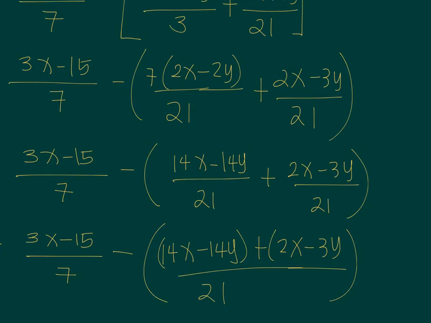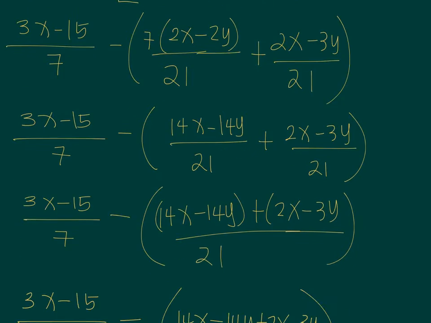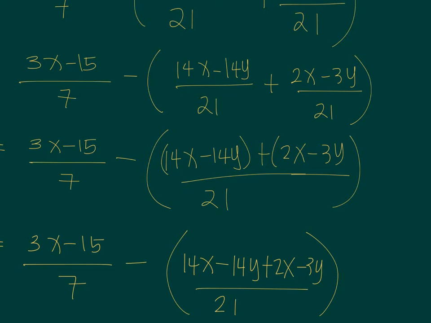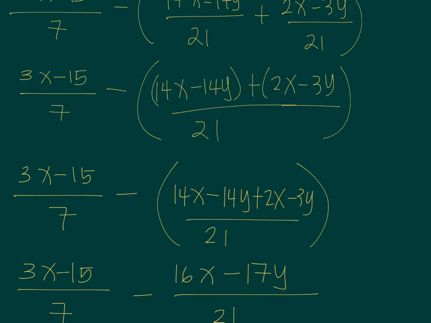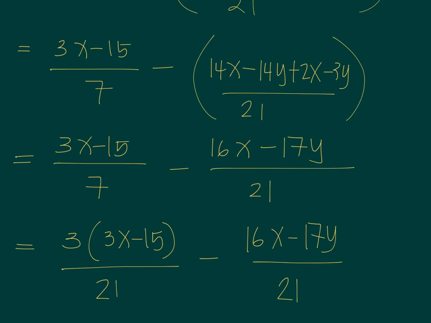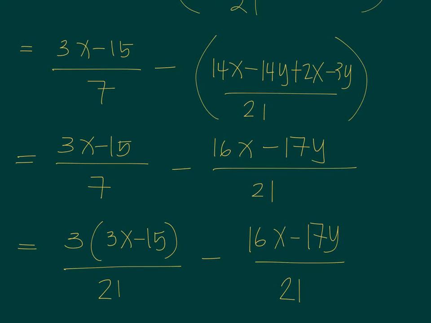And then, since you have the same denominators now, you can add directly the two. That's 14x minus 14y plus 2x minus 3y over a single denominator, 21. And then you combine like terms, 14x and 2x will become 16x. Minus 14y minus 3y will become minus 17y. And then this is the time that you could already combine 3x minus 15 over 7.